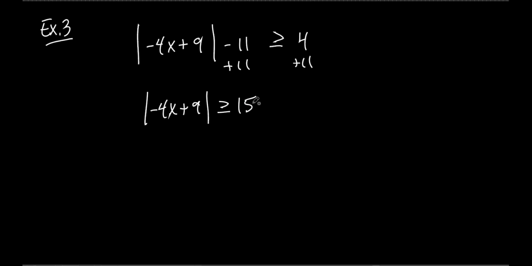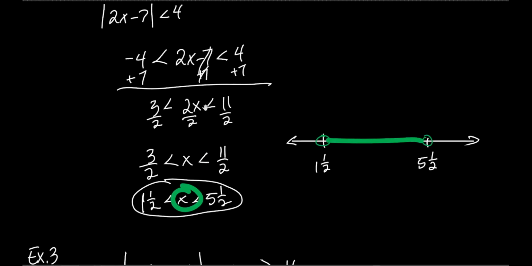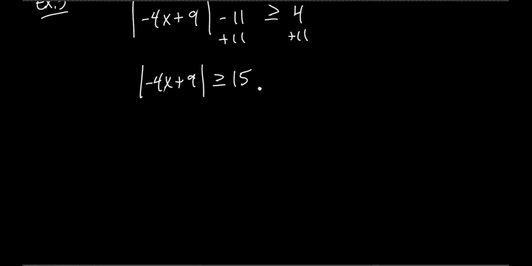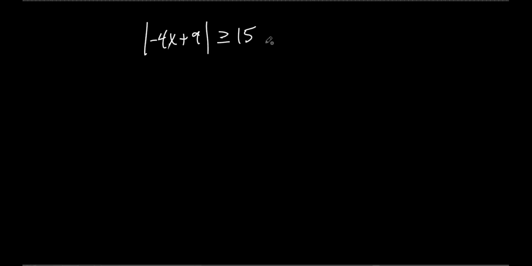All right, so I'm going to put two separate ones. So I'm not going to put it in the middle like I did the last time. Why did I put it in the middle? Because it was less than. It was an and. That's right. See, it was less than something. All right, this time it's greater than. So I am going to separate it into two separate ones. So I'm going to go negative 4x plus 9 is greater than or equal to 15.